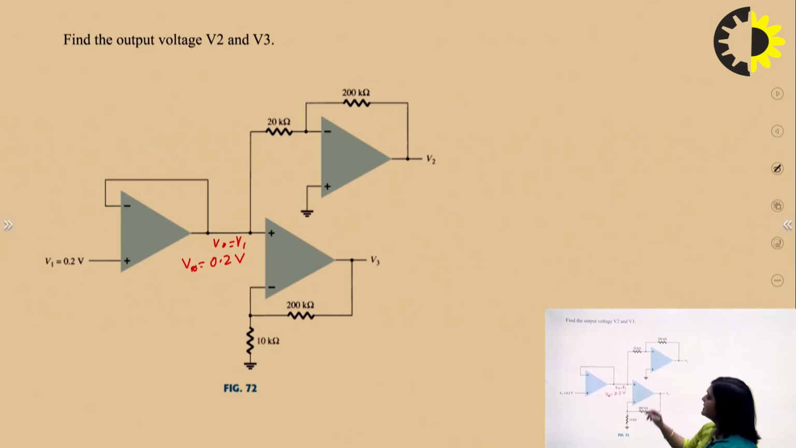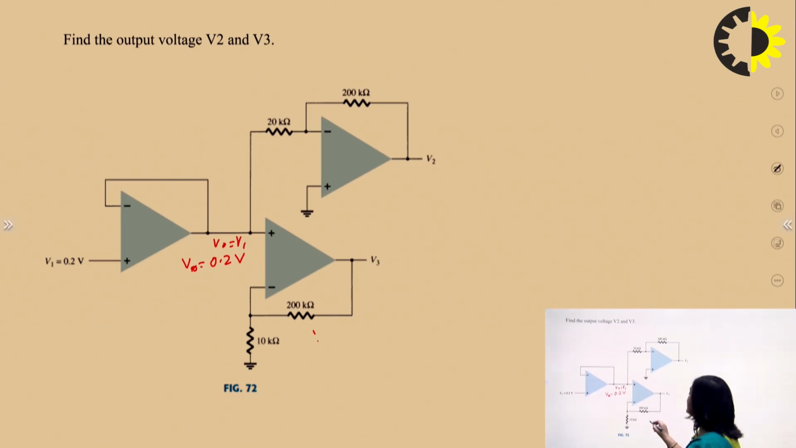Now in this circuit we can see the feedback is applied at the minus terminal, the negative terminal. So it is correct, and the input voltage is given to the positive terminal and the negative terminal is grounded. So this is the non-inverting amplifier.